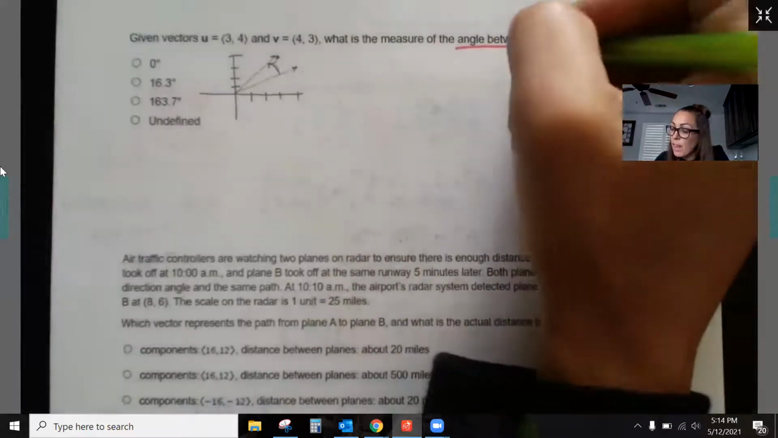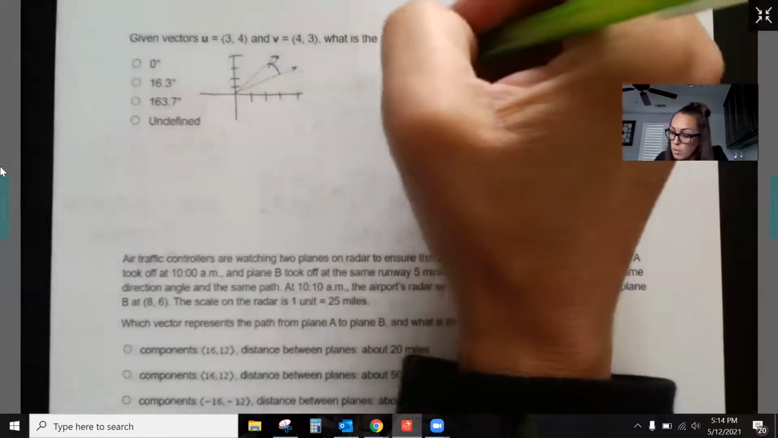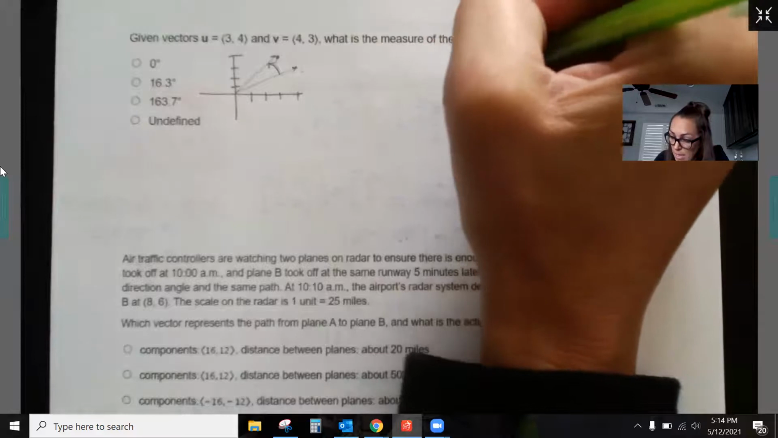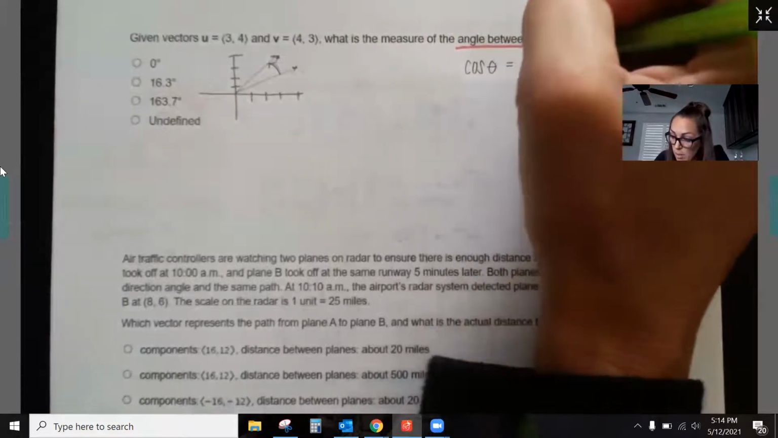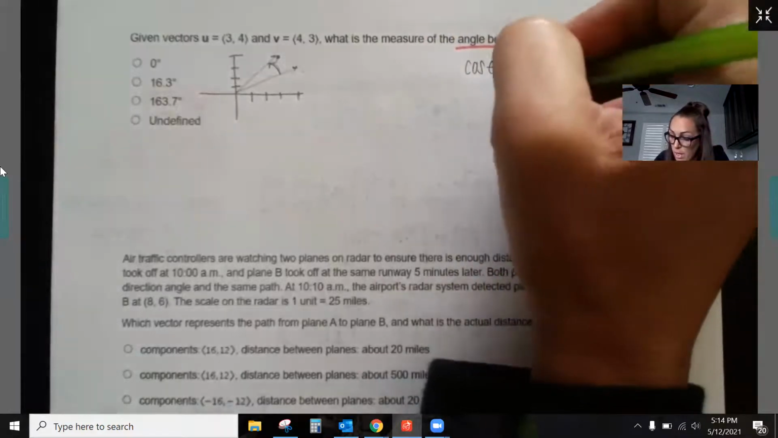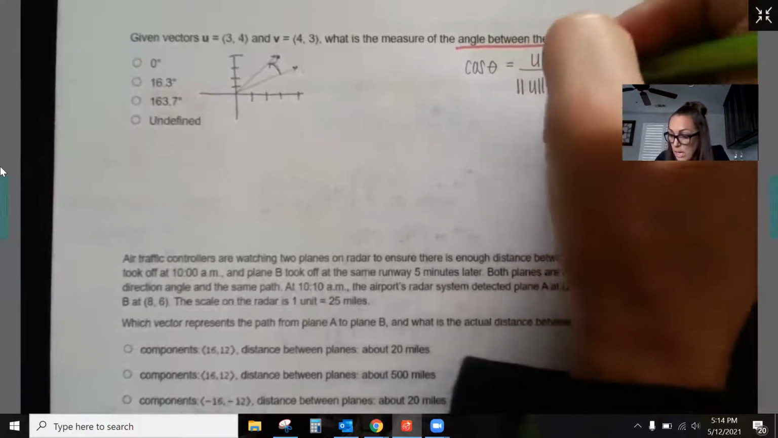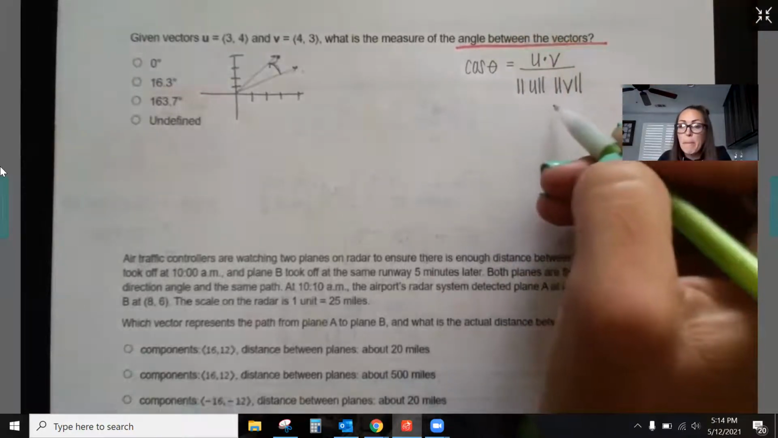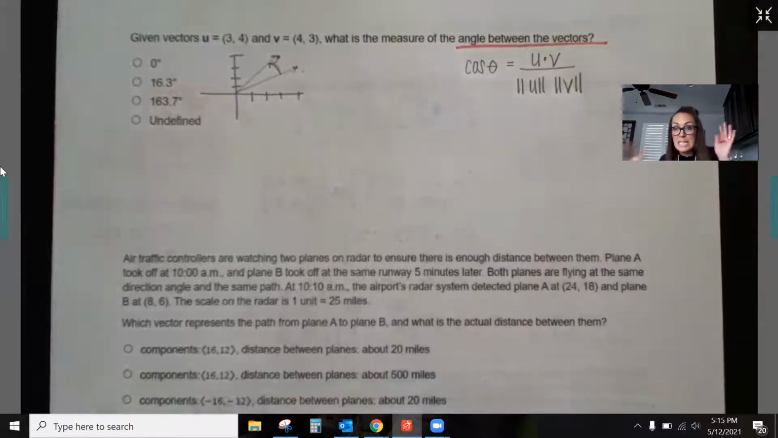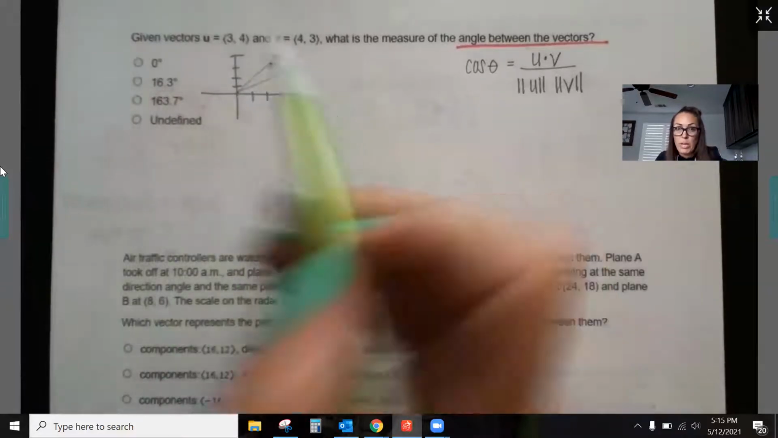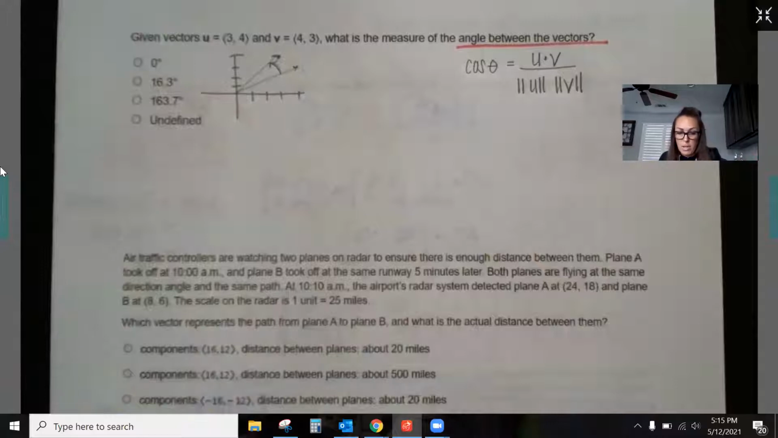So if I want to find the angle between vectors, we use our formula: cosine of theta is equal to the dot product of u and v over the magnitude of u times the magnitude of v. Remember, magnitude means the distance, so how long they are. Not actually between the angles, but the distance from our origin to that point. How long is the vector?